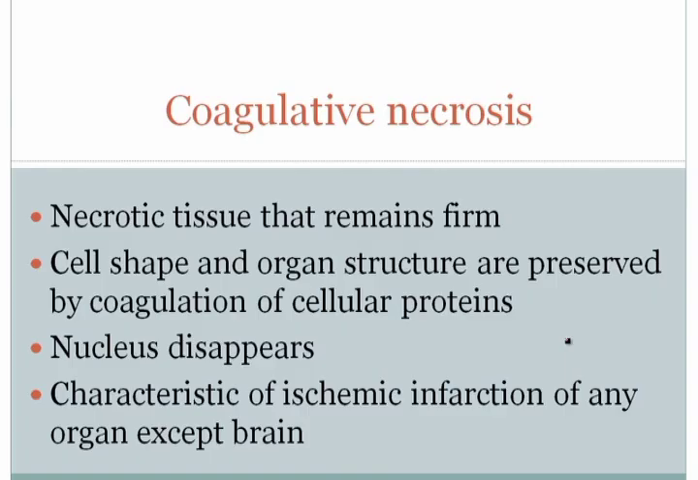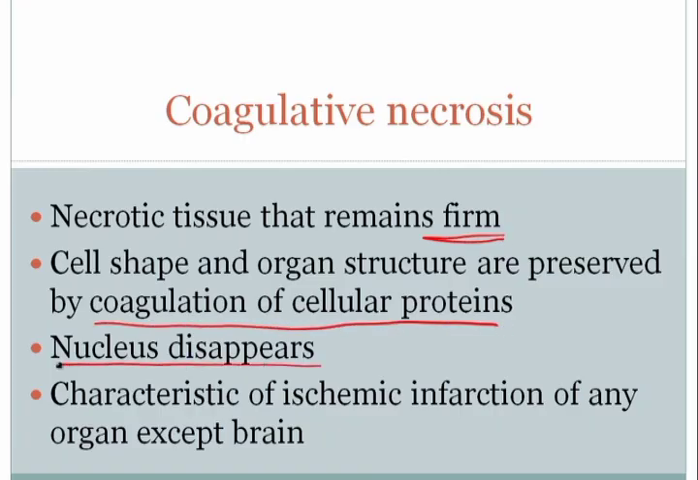It is necrotic tissue that remains firm, i.e. the tissue sort of coagulates, or why don't we say the cellular proteins actually coagulate so that the cells retain their shape and the organ structure is preserved. So otherwise stated, the tissue dies. However, the general structure of the tissue remains, and if we were to look at the tissue on a microscopic slide, we would see that the cells are present and the architecture of the cells is present. However, the nuclei have disappeared. And so that's what we say here. The tissue remains firm. There's coagulation of cellular proteins.